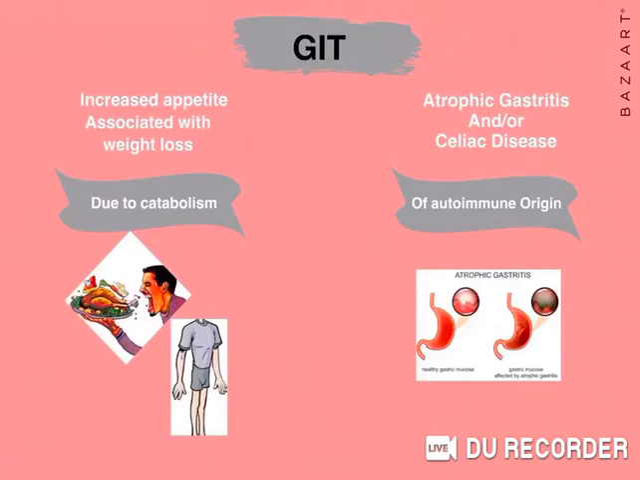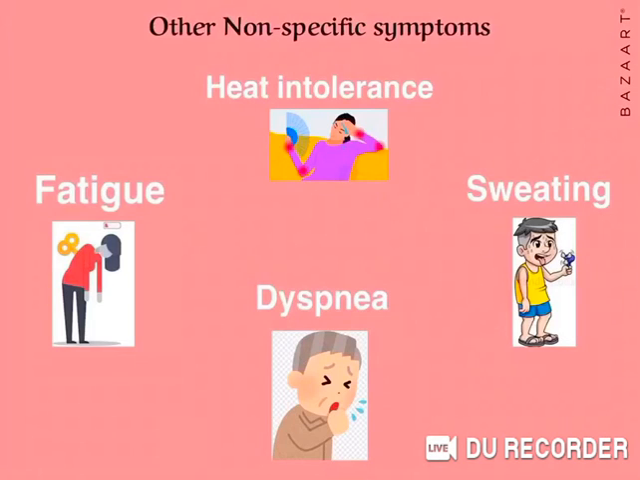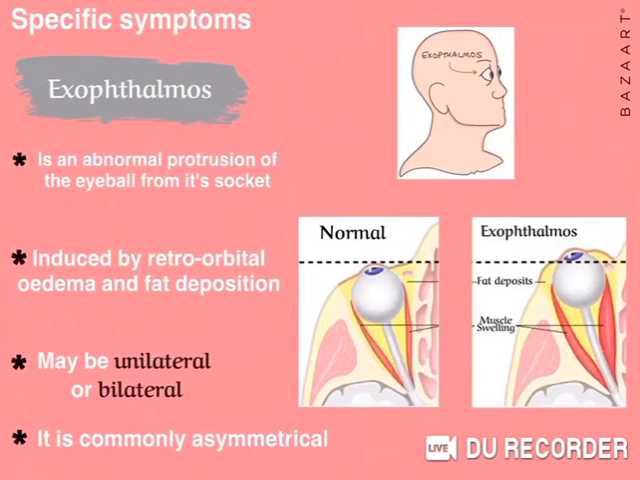Related to the GIT: increased appetite associated with weight loss due to catabolism, atrophic gastritis and/or celiac disease of autoimmune origin, heat intolerance, fatigue, dyspnea, sweating. By all these symptoms, we can't say that it's Graves' disease, because they are general symptoms. So, it's about specific symptoms.